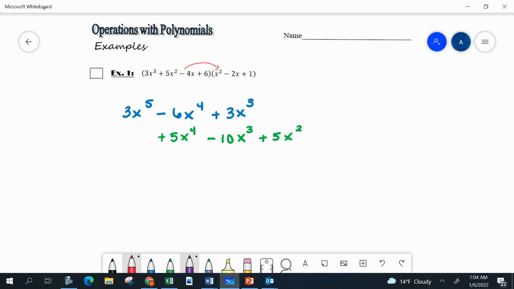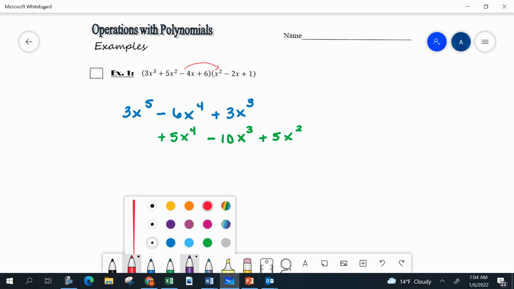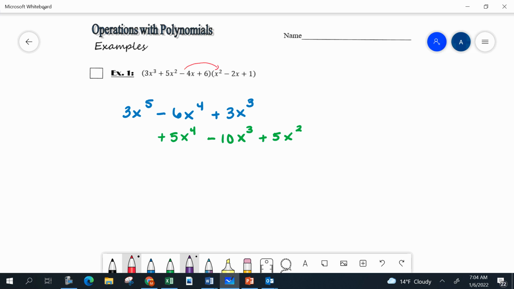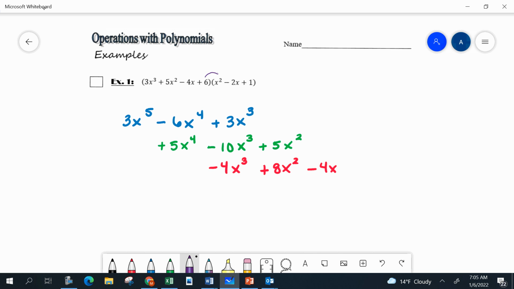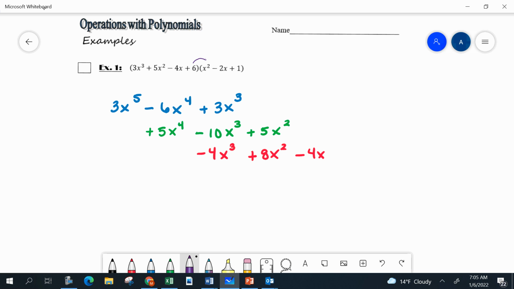All right, so now we've got negative 4x times x squared. So I'm going to put this negative 4x to the third, and then negative 4x times negative 2x is plus 8x squared, and finally negative 4x times 1 is negative 4x. So we have one more distribution. We need to take the 6, and we're going to get 6x squared, and that 6x squared is going to go right under the other x squared terms, and then 6 times negative 2x is negative 12x, and 6 times 1 is plus 6.